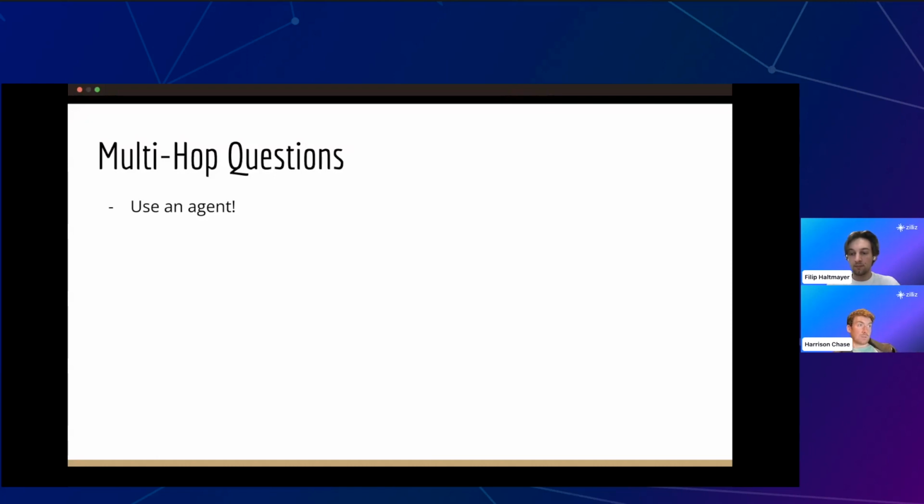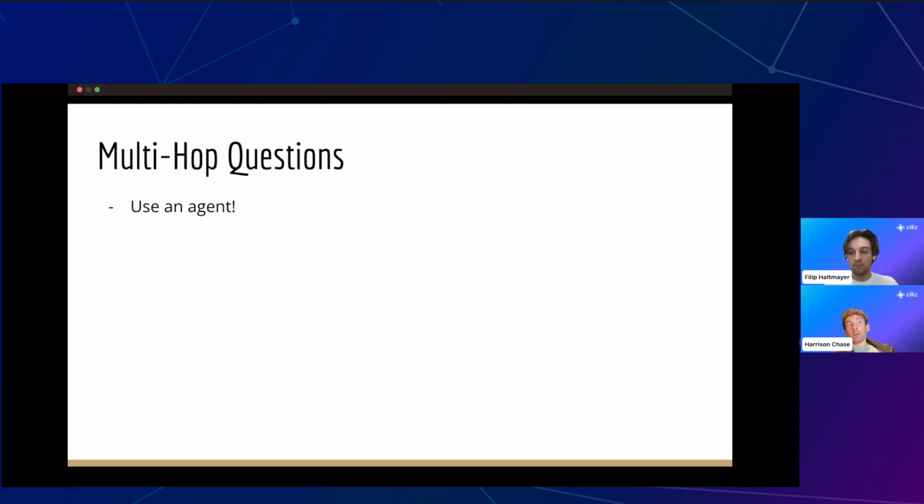And so agents are just a way of saying, break the question down into multiple steps. Use the language model as a reasoning engine. Think about what piece of information you need to look up first. Okay, what's the capital of Kansas? And then think about what piece of information you need to look up second. Okay, what's the population of that city? And then do those in separate queries.